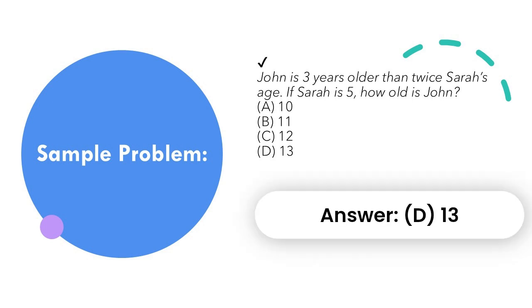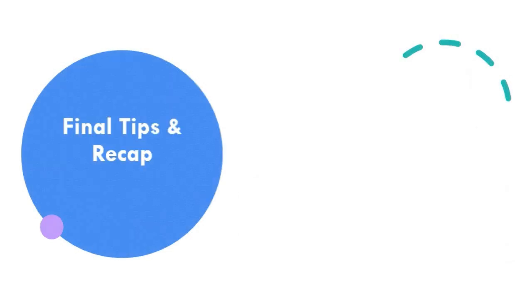Quick tip: look for keywords like twice, multiplication, more than, addition, and less than, subtraction, to help set up the equation. Final tips and recap. Let's wrap things up with some last-minute ACT strategies.